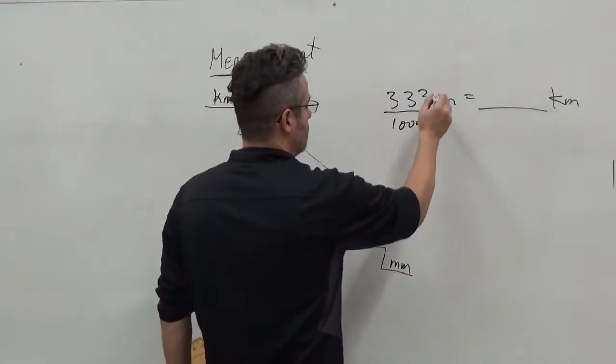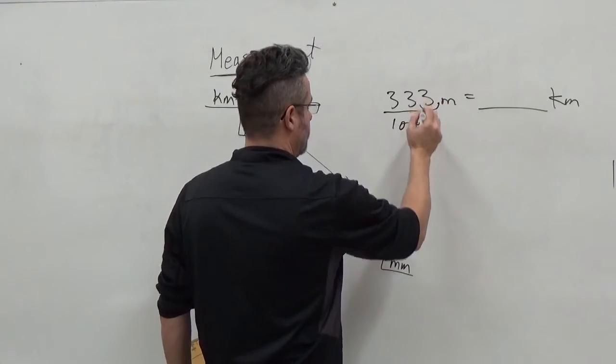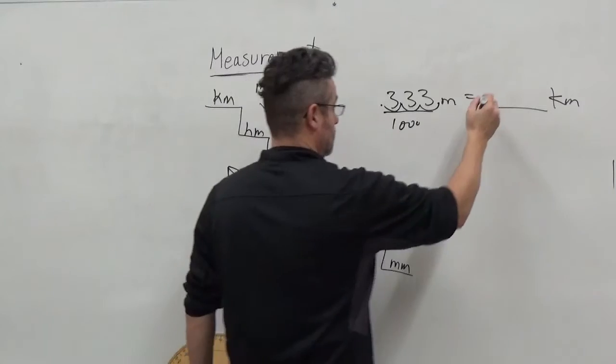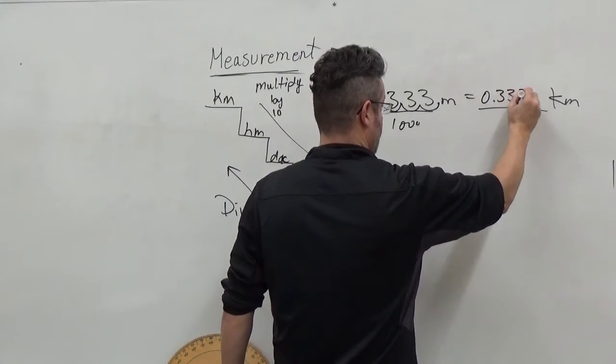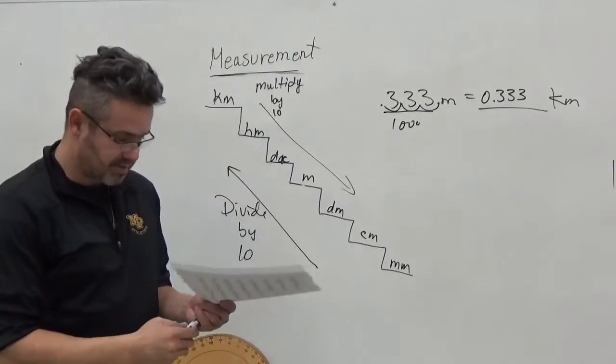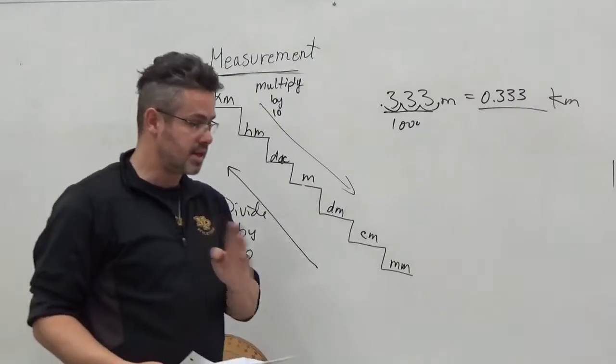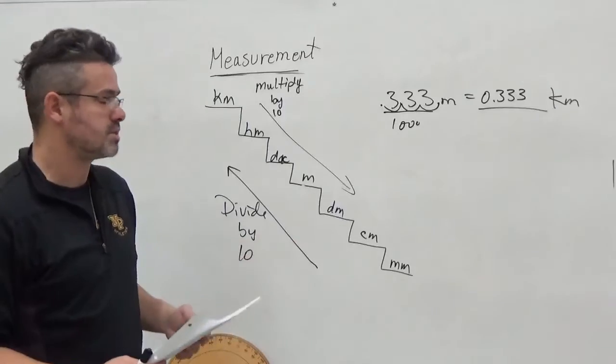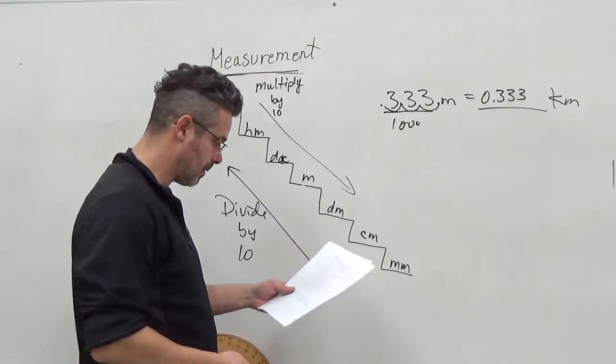No. I need to know that my decimal place is here. Here I'm dividing it by 10, dividing it by 100, and dividing it by 1,000. 0.333 kilometers. Okay, so that's dividing it by 1,000. You're just moving the decimal place one at a time. That's what that power of 10, those factors of 10, do for us. It makes it pretty simple.